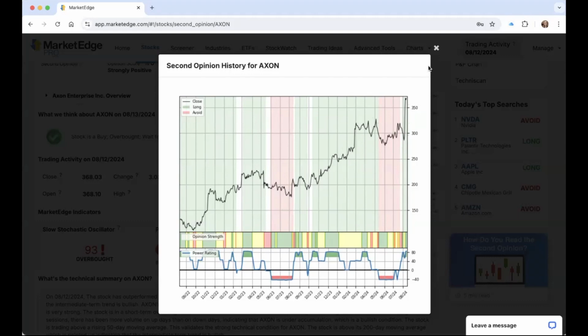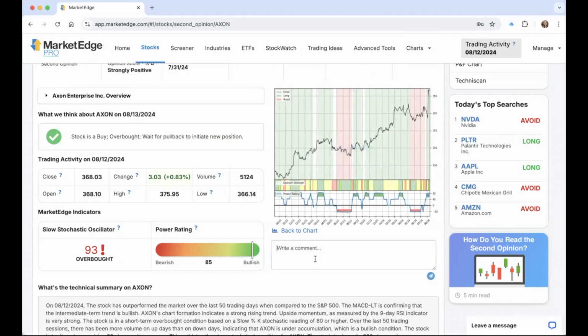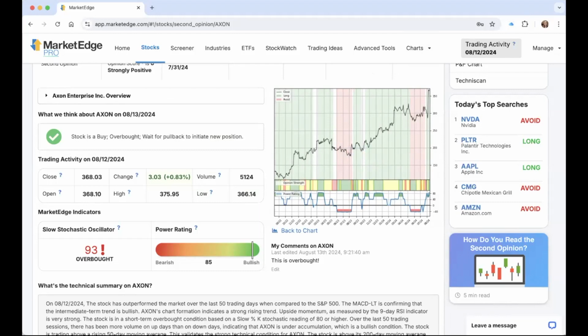Okay, so close that. Another thing for our pro customers is the ability to comment. I don't know if you guys have noticed this, but you can now write individual comments for a stock. The idea is it's a sort of investment journal, I suppose you could call it. So it's a good way to keep an investment journal within Market Edge.